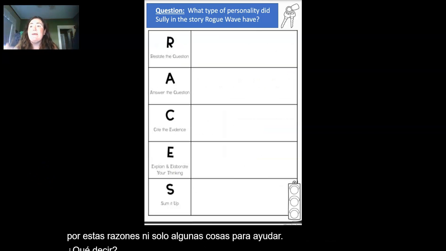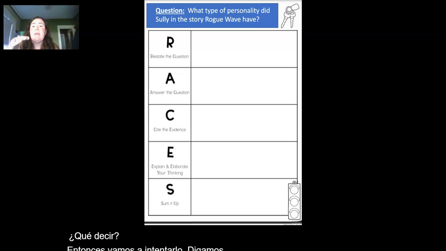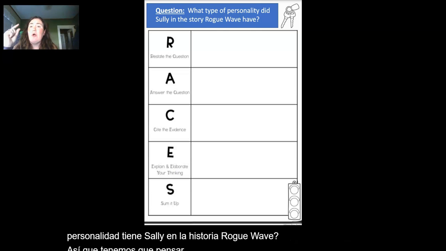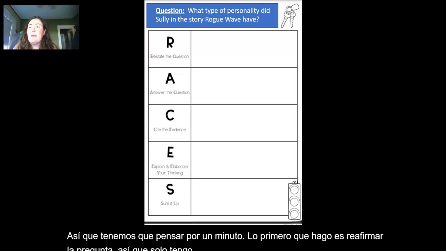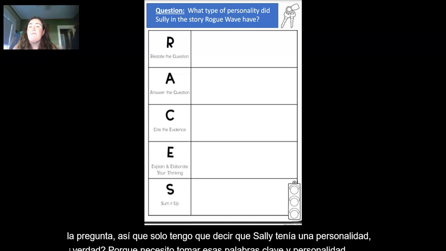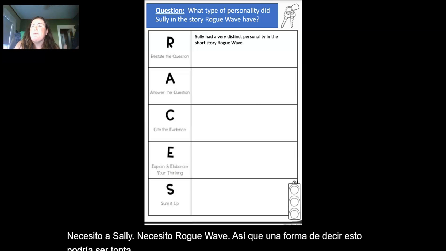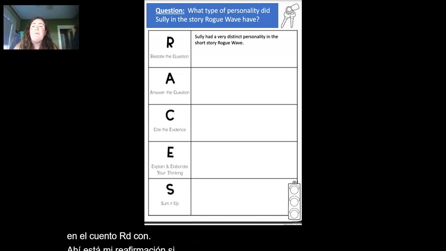Then let's try it. Let's say our question is, what type of personality did Sully in the story Rogue Wave have? So we need to think for a minute. First thing I do is restate the question. So I just have to say that Sully had a personality, right? Because I need to take those keywords. I need personality, I need Sully, I need Rogue Wave. So one way to say this could be Sully had a very distinct or specific personality in the short story Rogue Wave. There's my restate. If the question was separated from the restate, we know exactly what the question asked.